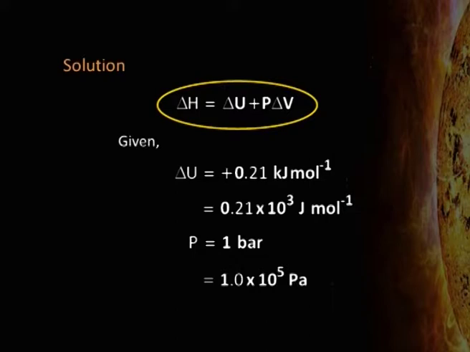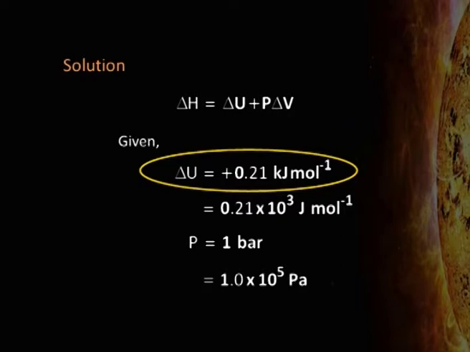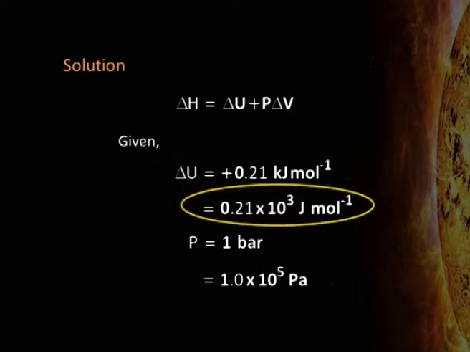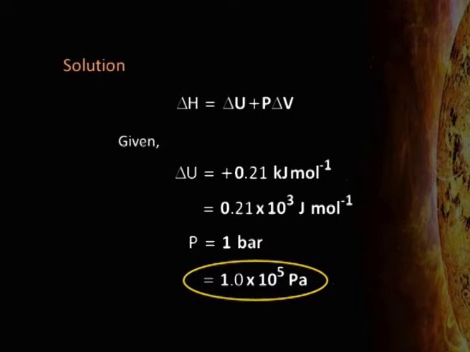We have to use the relationship delta H equal to delta U plus P delta V. Here delta U is given to be equal to plus 0.21 kilojoules per mole, or 0.21 into 10 to the power 3 joules per mole. Pressure is given 1 bar, hence it will be equal to 1 into 10 to the power 5 pascals. To calculate delta V, we have to know the volumes of both the forms of calcium carbonate.